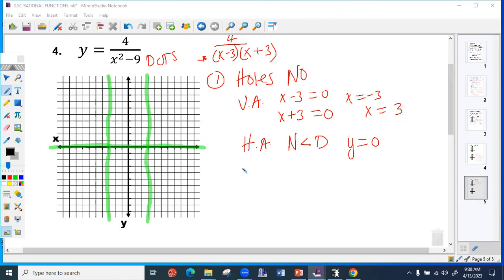Next, we're going to find our x-intercepts. Are there going to be any x-intercepts? The answer is no. Why can there not be any x-intercepts? There's an asymptote at 0, right? So there are no x-intercepts.